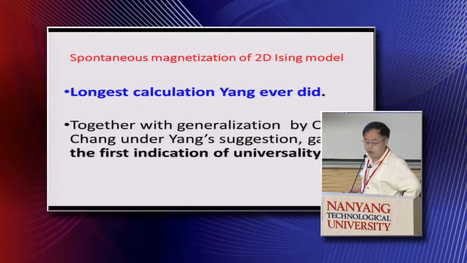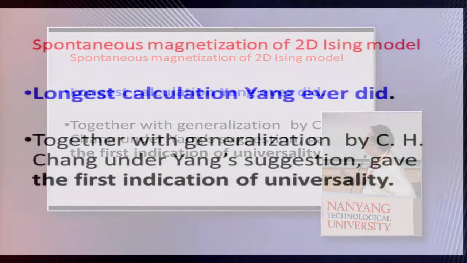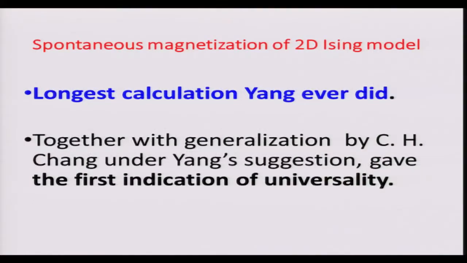And let me mention that Mr. Chang followed Professor Yang's suggestion to do a calculation on the rectangular lattice and obtained the same critical index, 1/8. So this was probably the first indication of universality.